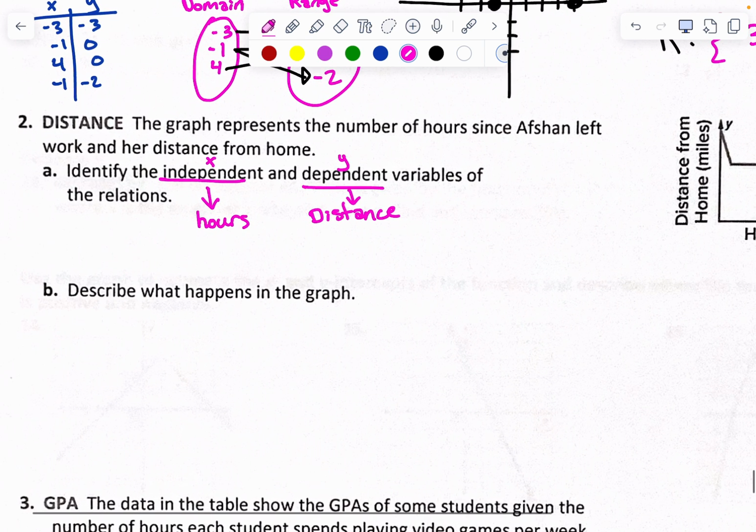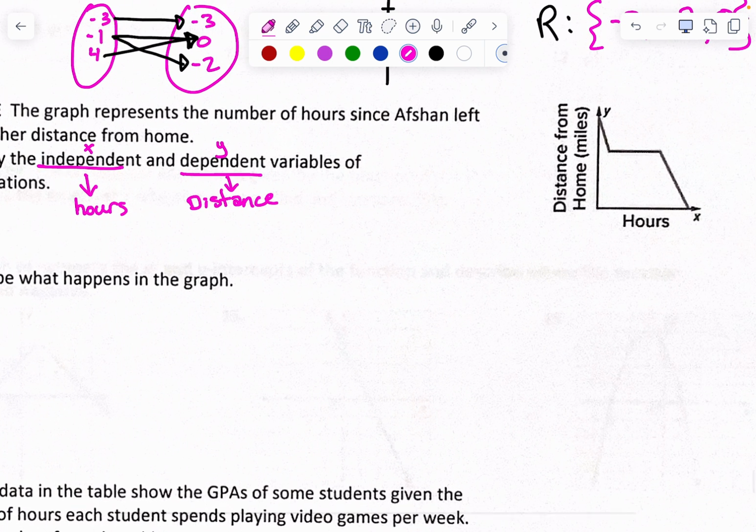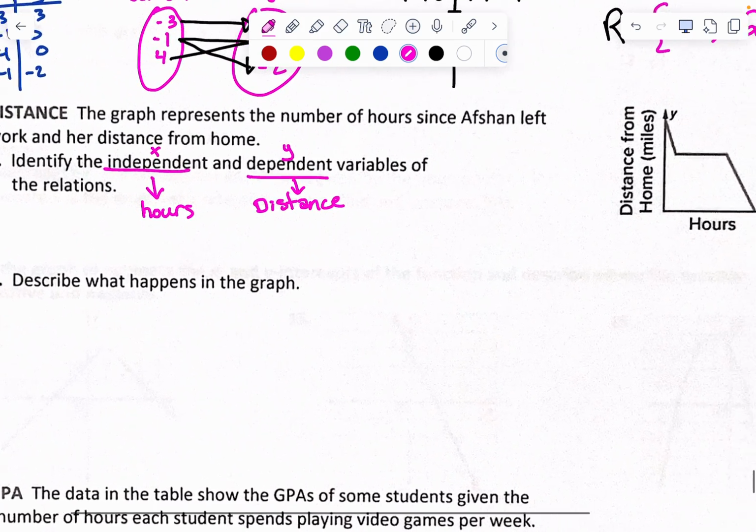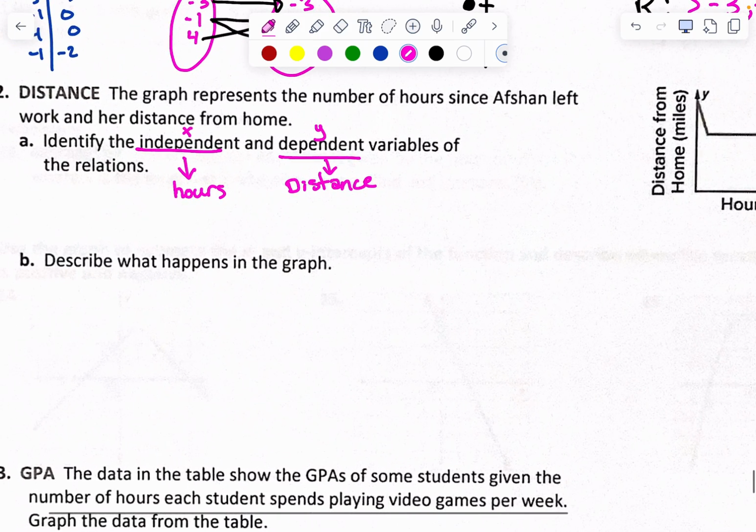Good? Describe what happens in the graph. What's happening? It decreases, then stops and decreases. As the distance goes down, the hours go up. So is he biking? What are we doing? Okay, so he's traveling.